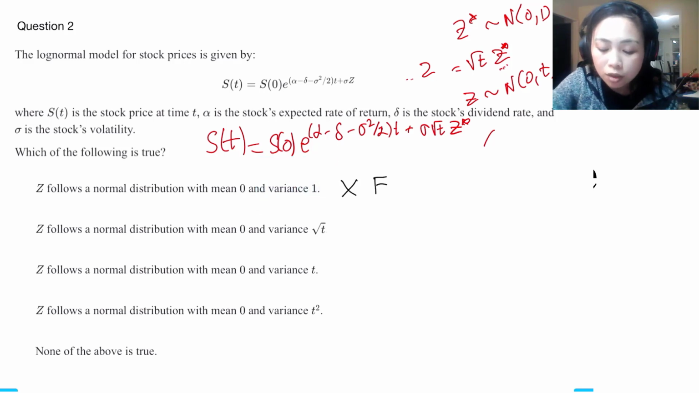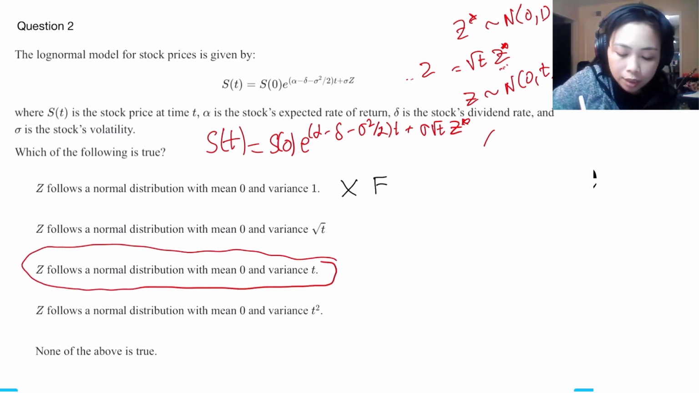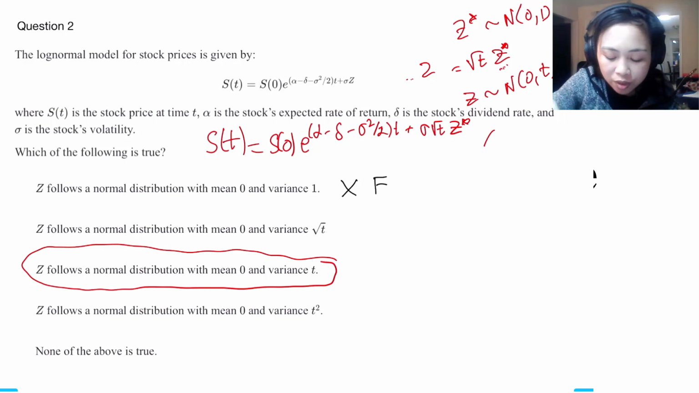Z is a normal distribution with mean 0 and variance t. I think the author should pay attention to the notation, because it's going to make a lot of people go crazy for this problem, because it's really tricky for them to understand that Z here is not standard normal distribution. But you have to accept this and try to reprogram your brain when you go into the exam, okay?